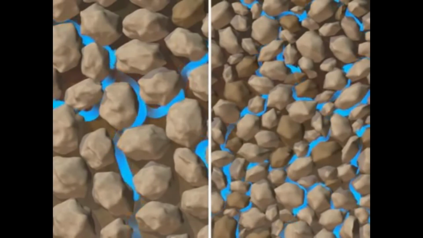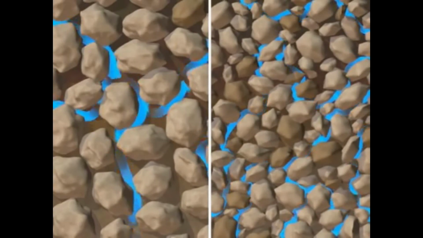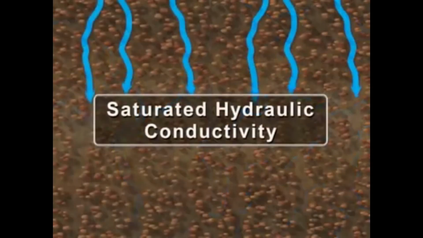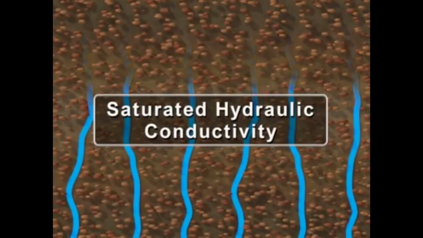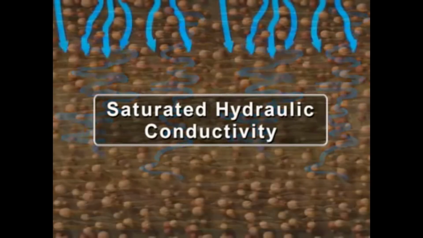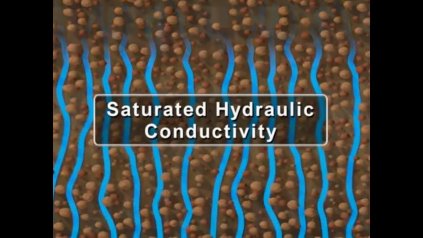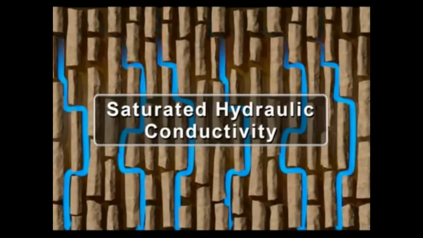Capillary force is greatest in soils with small pores. Water moves more slowly through these soils. Well, that's a brief explanation of what a soil scientist calls saturated hydraulic conductivity. In simpler terms, the capacity of a soil to transmit water.